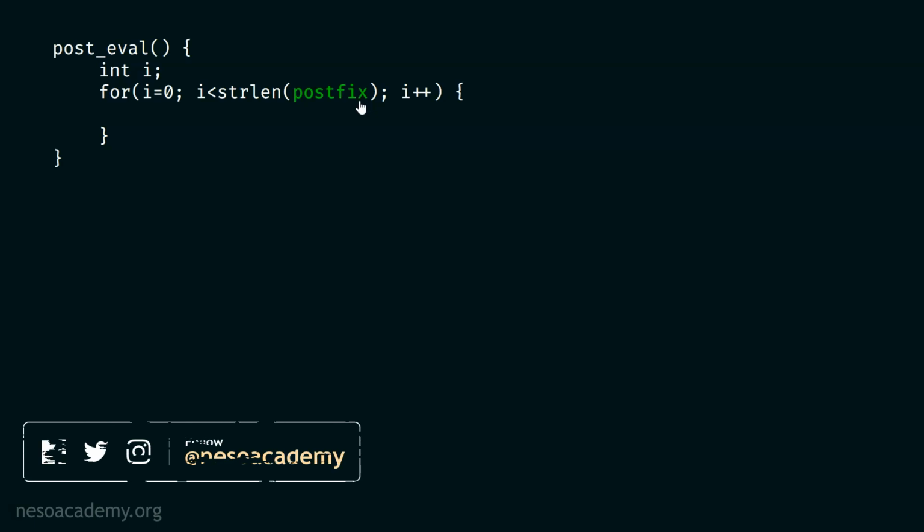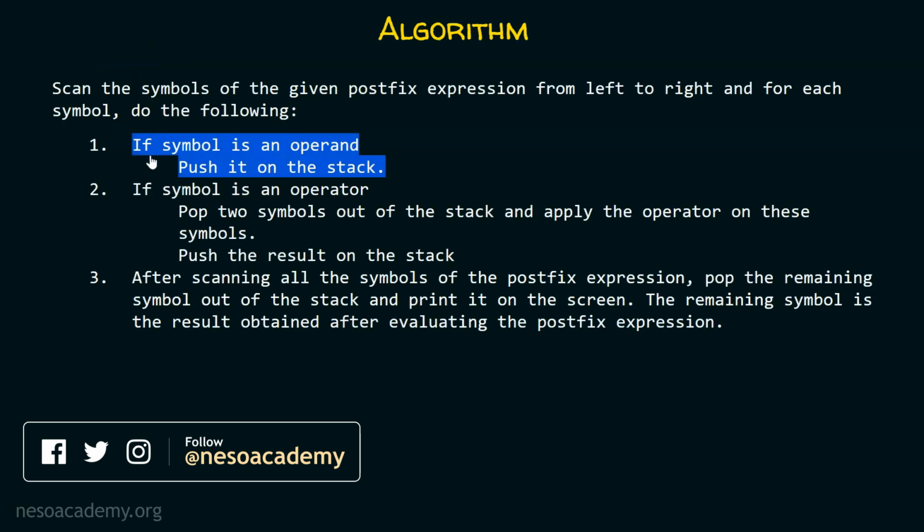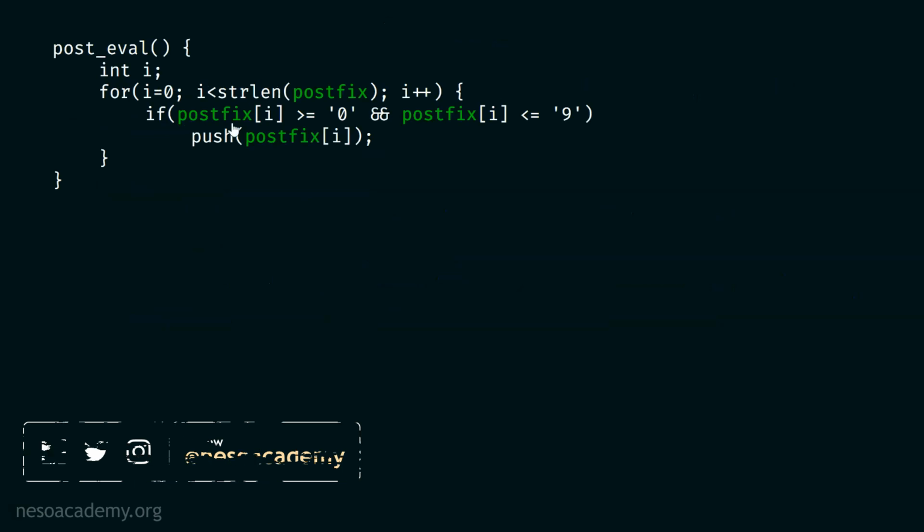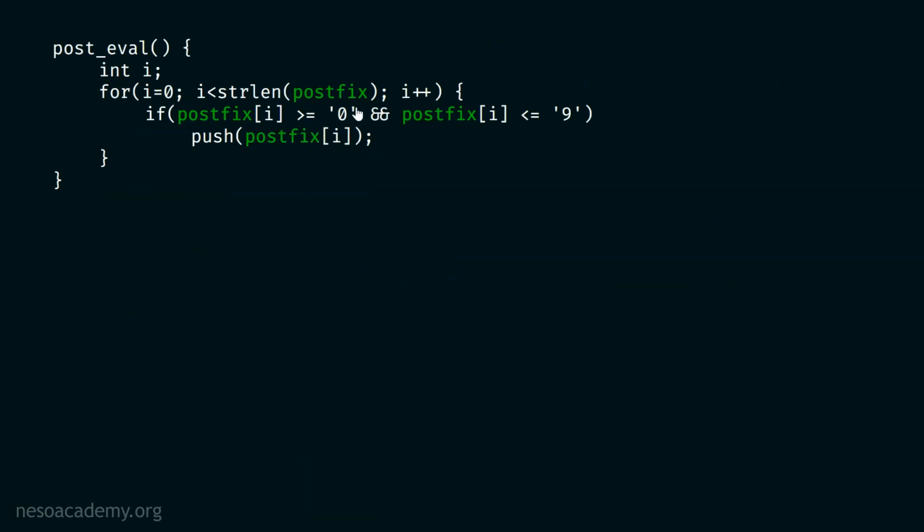We know how to calculate the string length of the postfix array. We just have to pass the postfix array to the string length function. That's it, right? And passing the name of the array means that you are passing the whole array to the function. After this, the next step is that if the symbol is an operand, then push it on the stack. Simple. So we'll check this condition: if postfix of I is greater than or equal to character 0 and postfix of I is less than or equal to character 9, then push it onto the stack. Simply push postfix of I onto the stack.